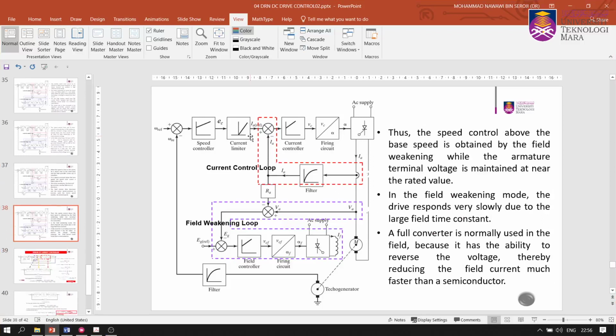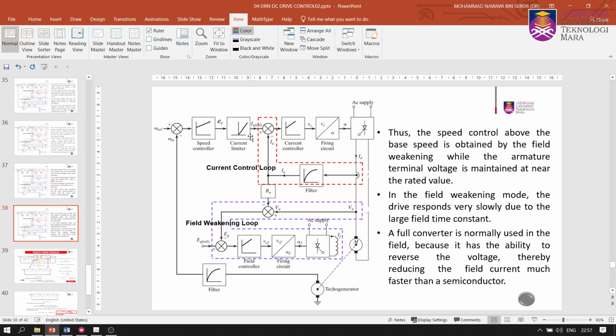Next, speed control above the base speed is obtained by field weakening while the armature terminal voltage is maintained near the rated value. In the field weakening mode, the drive responds very slowly due to the large field time constant. A full converter is normally used in the field because it has the ability to reverse the voltage, thereby reducing the field current much faster than a semiconverter. So that covers the complete closed loop control of a DC drive, whereby we have an inner current control loop as well as the field weakening loop.